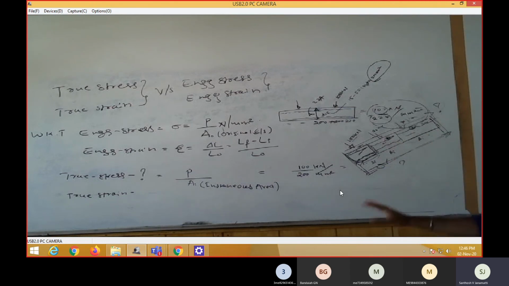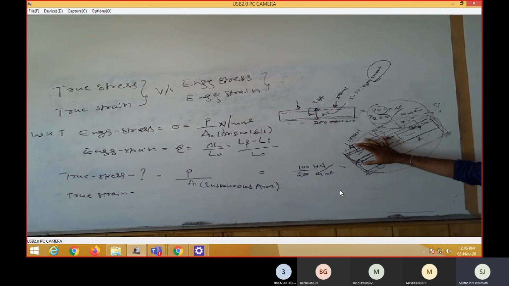You can apply load anywhere on that entire structure and nothing will change. This is strong and this is also strong. Wherever you apply, nothing happens to that sample. That is what we can understand through stress. But here we are applying only engineering stress. Only then there will be changes in this portion. Now we are calculating all.